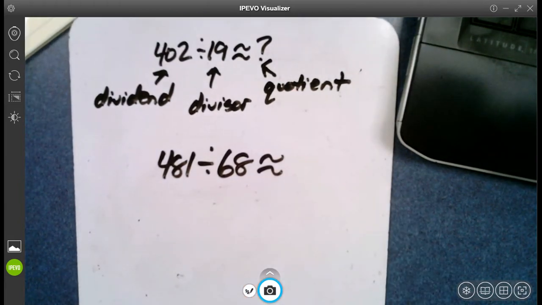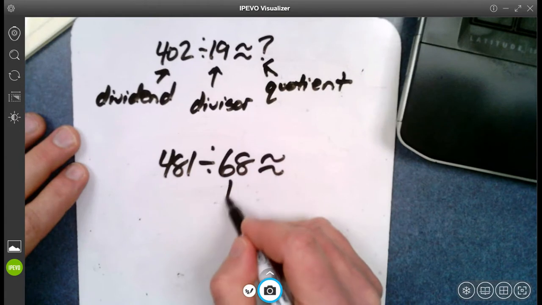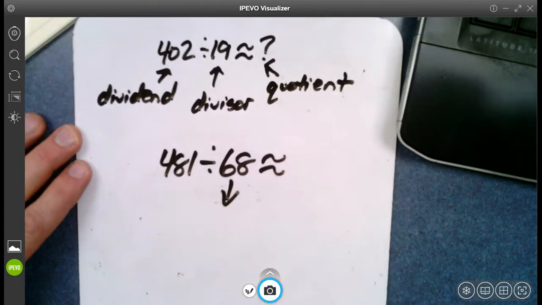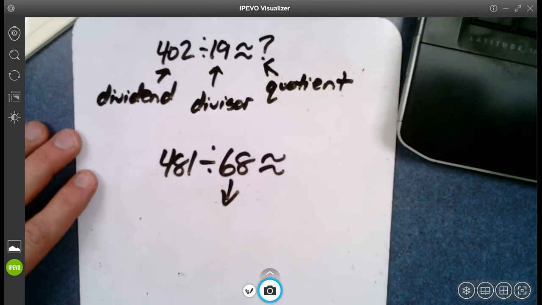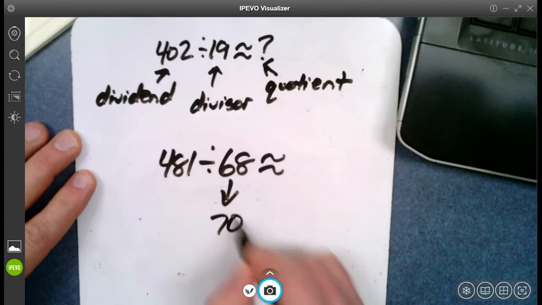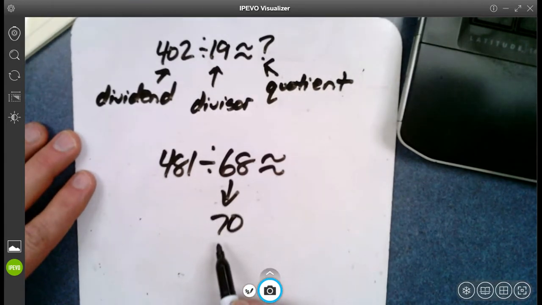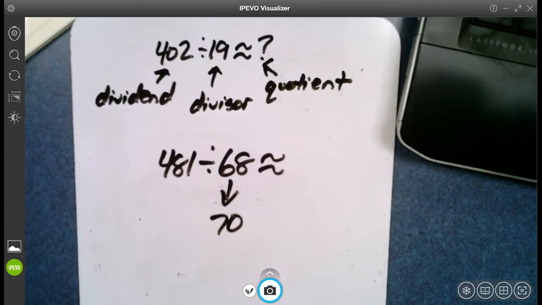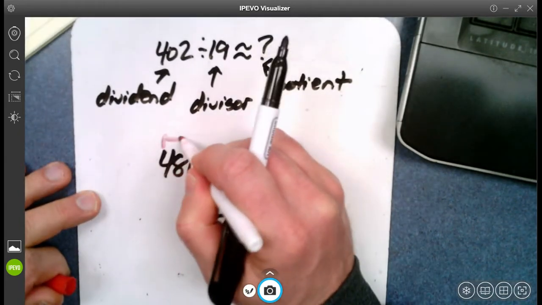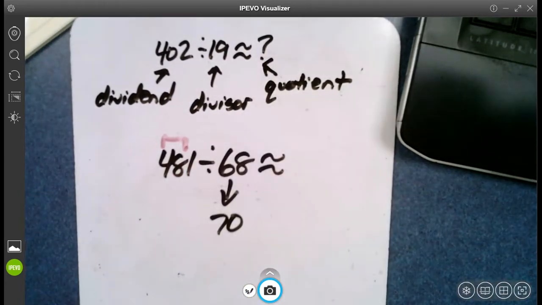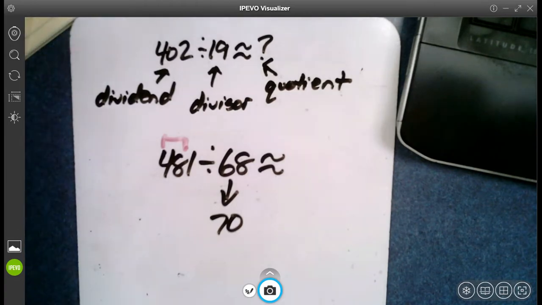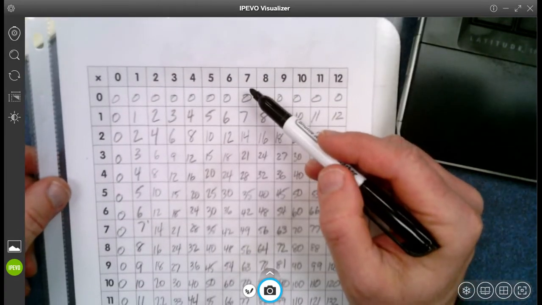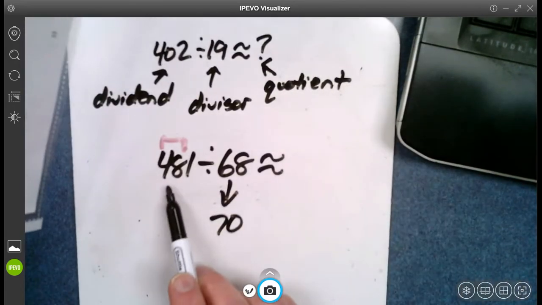Okay, I'm going to change 68 first. Always change the divisor first. So 68 is going to become 70. Now I'm looking at the 7. The 4 is not going to help me. So I'm going to look at the 48. And I think about my sevens tables. And if you don't know your sevens, use your multiplication chart. Okay, how can I get close to 48?